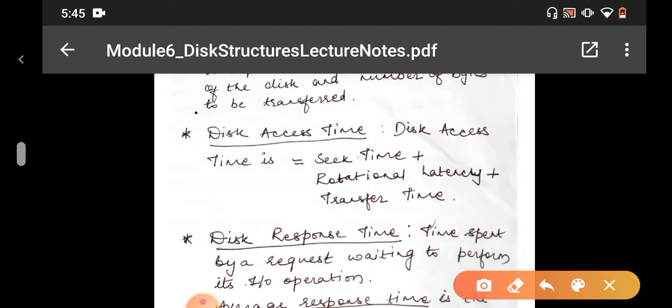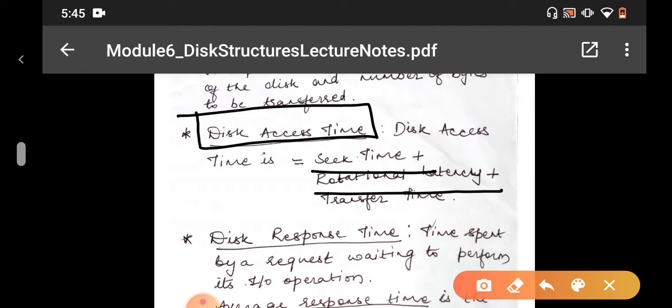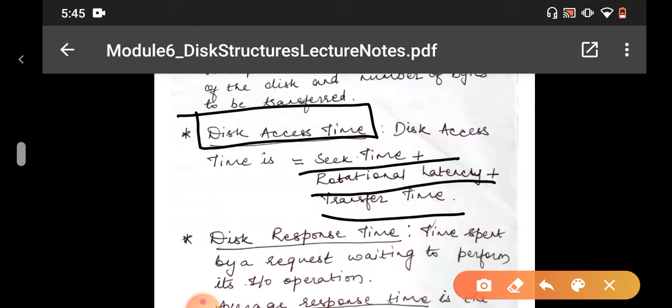This is very important, dear students. Disk access time is equal to seek time plus rotational latency plus transfer time. Again, seek time, rotational latency plus transfer time. We have seen already what is seek time, what is rotational latency, and the transfer time. Seek time is the time taken by the read write head to come to the particular track which it wants to access. Rotational latency is the time for the particular sector to reach the head, and the transfer time is the time taken for the data to move.